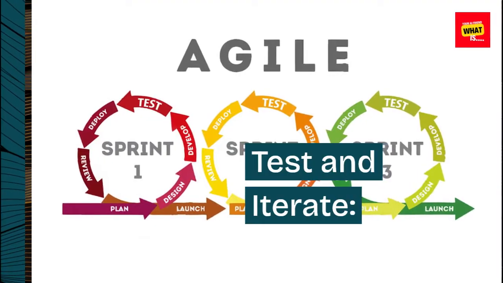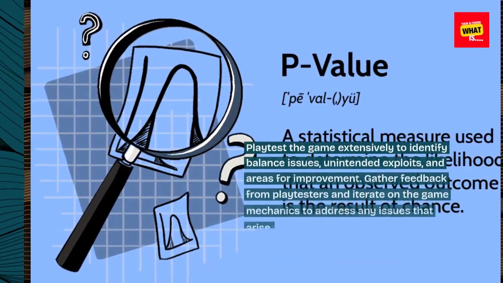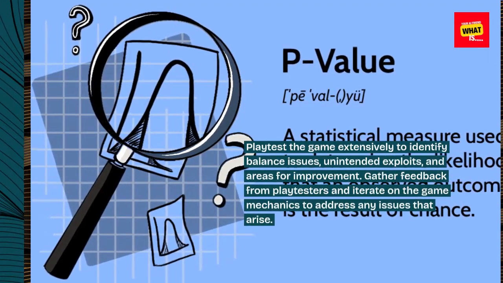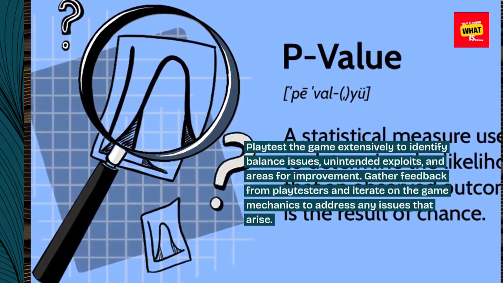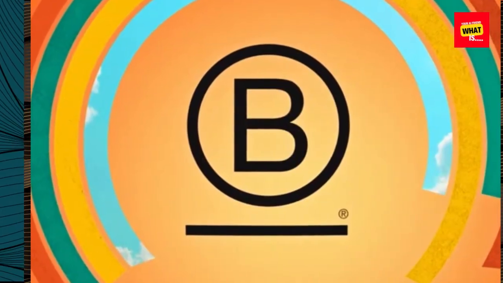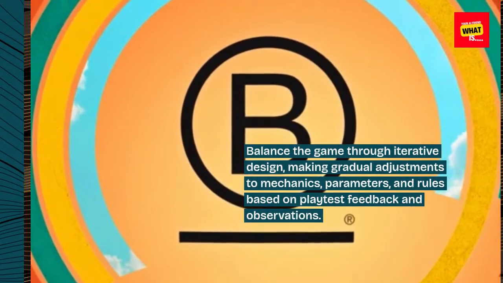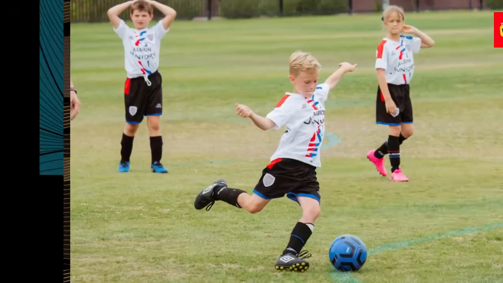Test and iterate. Playtest the game extensively to identify balance issues, unintended exploits, and areas for improvement. Gather feedback from playtesters and iterate on the game mechanics to address any issues that arise. Balance the game through iterative design, making gradual adjustments to mechanics, parameters, and rules based on playtest feedback and observations.